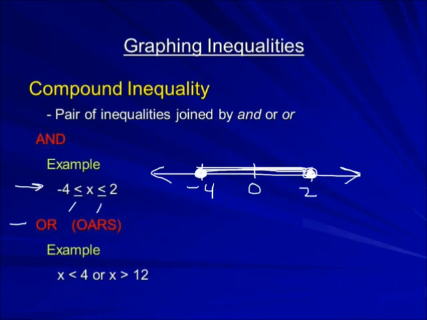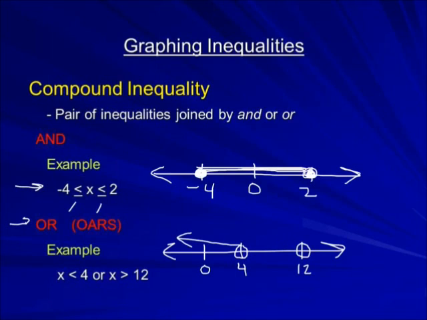Now the or inequality. Now the word or is there. You'll see here on the number line once I draw it, x is less than 4 or x is greater than 12, so here's 0, 4, and 12. I don't see any equal signs, so I'm going to put open circles at each of these. Now an or means it only has to meet one of the two inequalities. So x is less than 4 or greater than 12. Now the reason I have the word oars there is because an or inequality is just like the oars of a boat. The oars of a boat go out from the boat, just like the arrows in an or inequality.